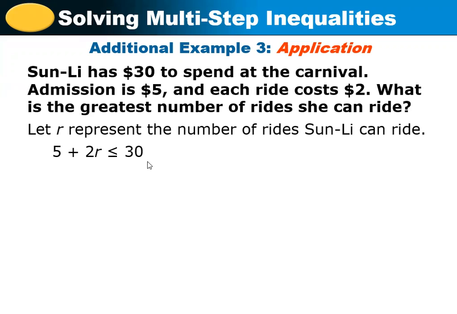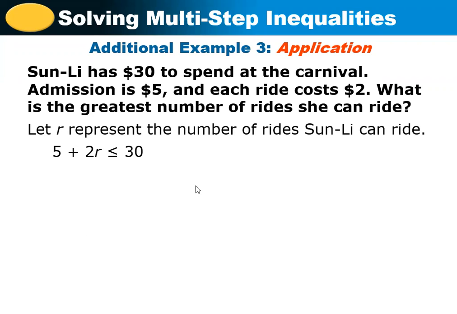Because her budget at the beginning was 30, she can't take more. If you have in your pocket $30 and you want to buy something, then you have to buy 30 or less. This is the same idea. She set for herself to spend $30 at the carnival. The admission is 5, so she has to pay $5, and each time she rides the cost is $2. Then we are going to form the inequality.